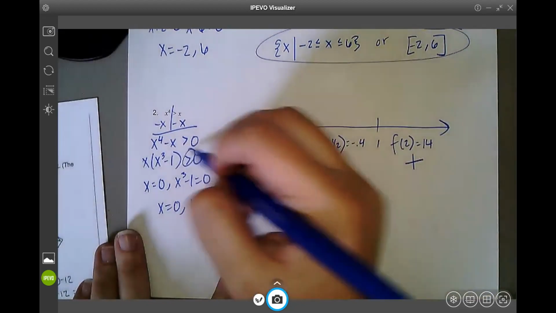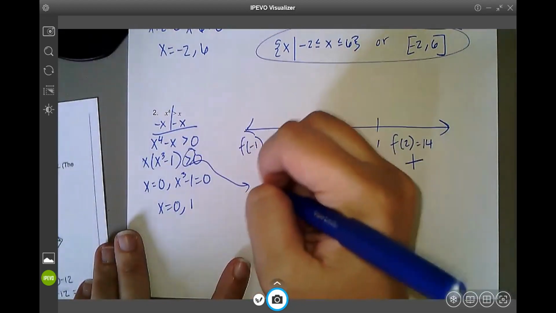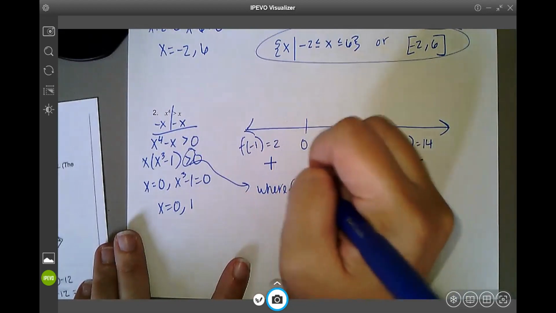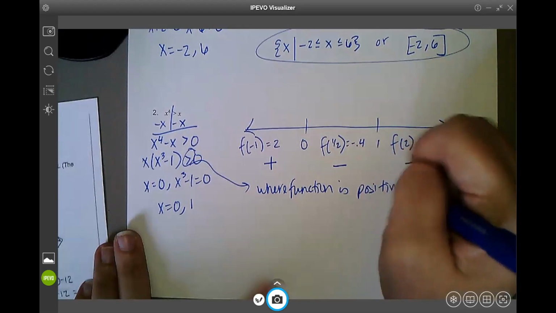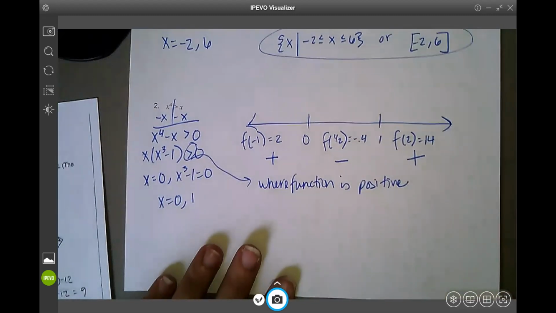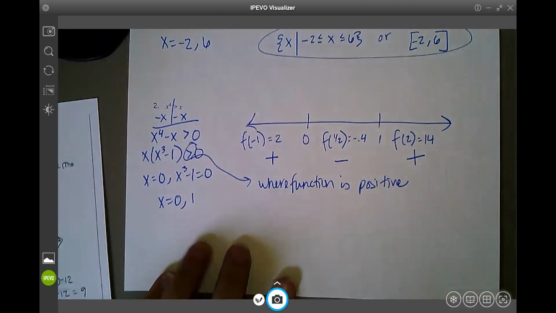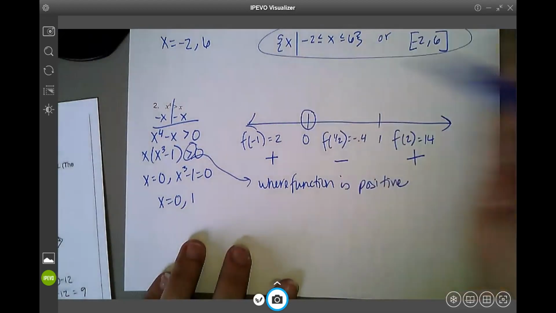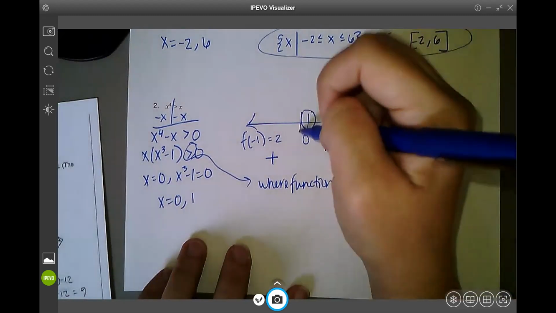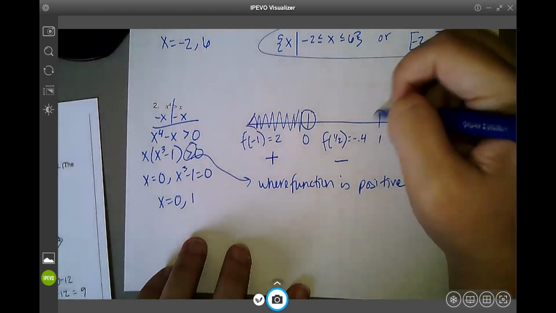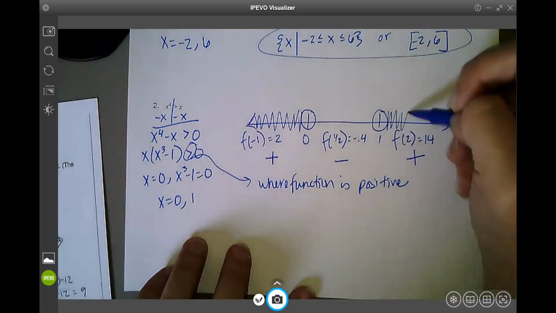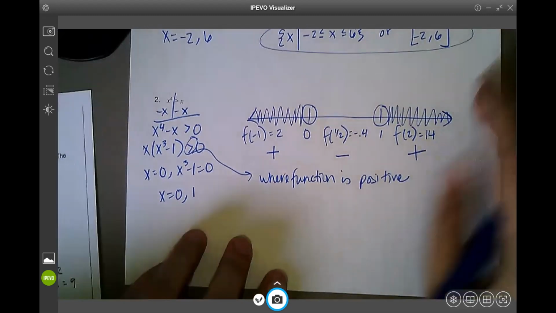Because here we're looking at greater than, we want to know where the function is positive. Because it's not or equal to, we don't care about where it's 0. We just want to know where it's greater than 0. So it's 0 at 0, so that's going to be an open circle, and shade to the left because that's where it's positive. Open circle at 1 and shade to the right because that's where it's positive.